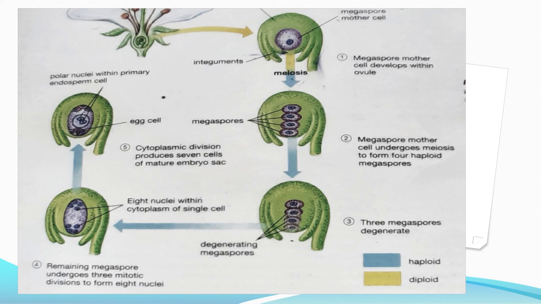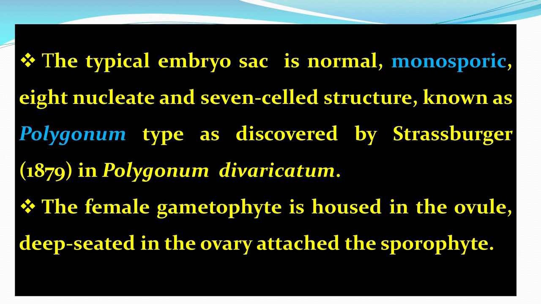Those remaining at the micropylar end constitute the egg apparatus. The central one is the egg cell, and the two side cells are the synergids. And in the center, the cell is the primary endosperm cell that has two haploid nuclei, and those at the chalazal end constitute the antipodals. And this seven cell structure is the female gametophyte that doesn't leave the plant, that remains in the ovule itself. As this type of female gametophyte develops from a single spore, it is a monosporic embryo sac, and it was discovered in Polygonum. So that's why the monosporic embryo sac is Polygonum type, typical of the angiosperms.